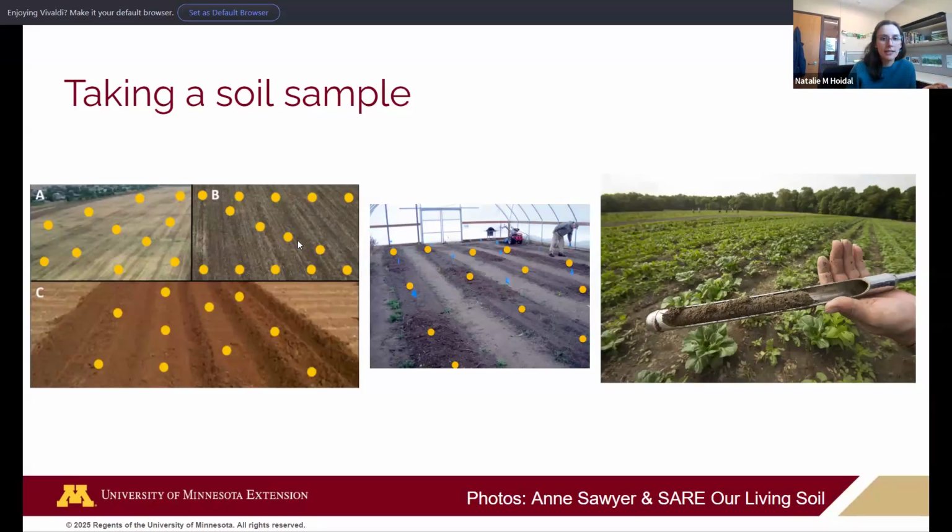I always also do a high tunnel separately. So that photo in the middle just shows a high tunnel and some beds in it, and then little dots along each bed. You would do a high tunnel separately just because the fertility is going to be a lot different in there.